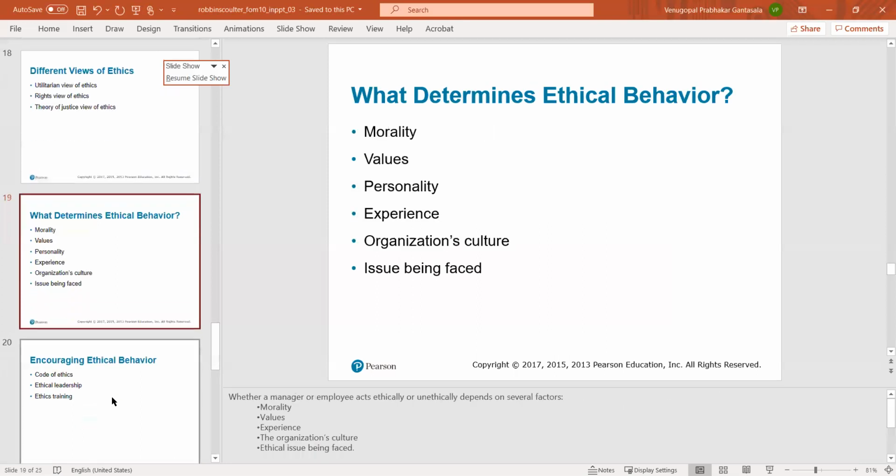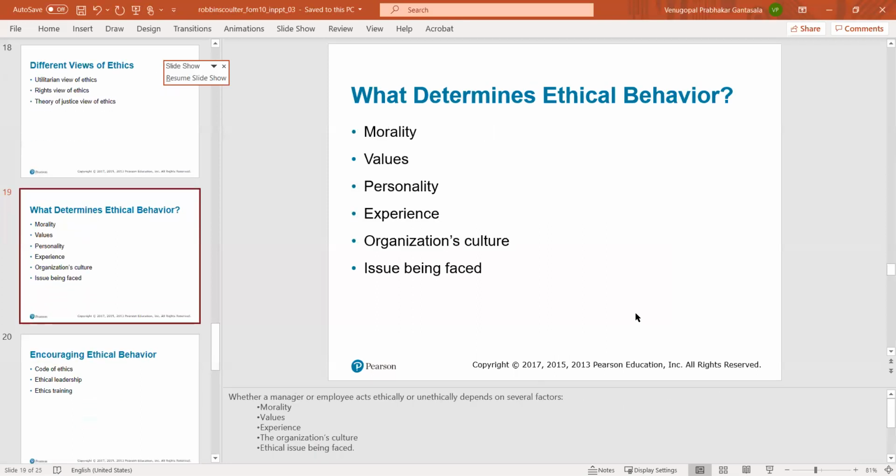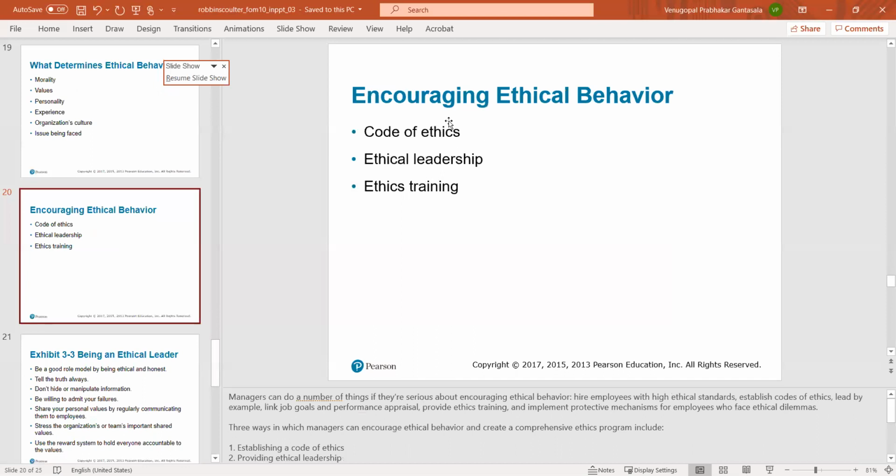What determines ethical behavior? Morality, your own personal values, your personality, experience, organization culture, and the issue being faced. So all these things determine ethical behavior, but beyond which you have what the organization can do. Create a code of ethics. Let people be part of creating that code of ethics. Let everybody know that this organization has a code of ethics. Ethical leadership. You need a leader who is transparent, who is willing to come out in the open and tell you these are the practices that are being used.